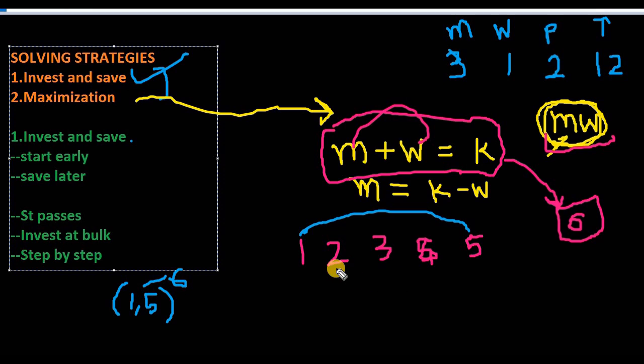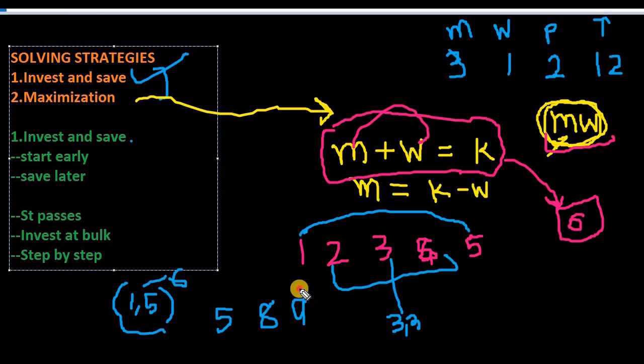Okay, so another pair will be this, and the last pair will be 3 into 3. So in this case, if you calculate the multiplication of this particular pair, 1 into 5 will be 5, 2 into 4 will be 8. However, 3 into 3 will result in 9. So in order to get the maximum value, our M and W need to be the same, if it's possible. If not, we need to be closer to each other.